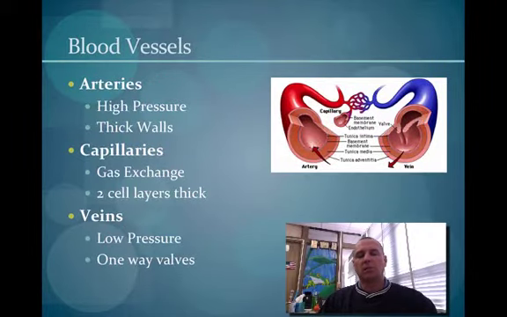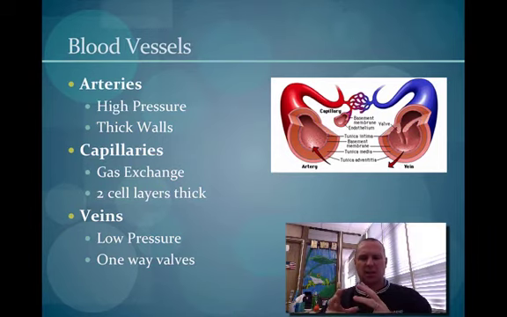Now, when we look at the blood vessels of the body, there is a slight difference between arteries and veins. Arteries are going to be a little bit thicker because they have a lot more pressure than the veins do. The veins actually have valves inside of them that are one-way valves that don't let blood flow back. And then capillaries are the smallest blood vessels, and that's where gas exchange occurs.